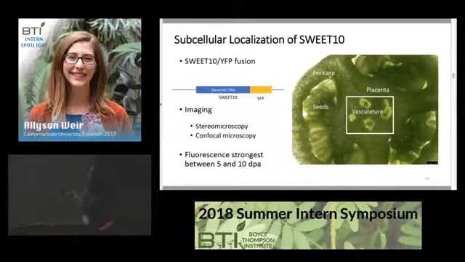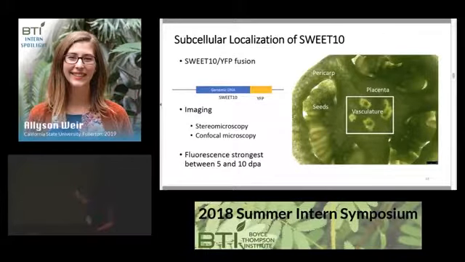Here I have a large slice of the tomato fruit, and I want to direct your attention to the vasculature, because this is where we are expecting SWEET10 expression to be. This is exactly what we saw when we looked at our slices. We have the vascular complex, these lighter areas. They're not holes, they are tissue. And we see that our YFP tagged SWEET10 is actually localized in the vascular complex.